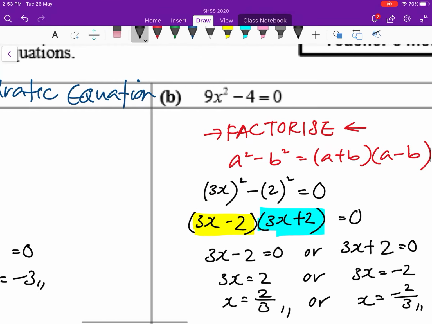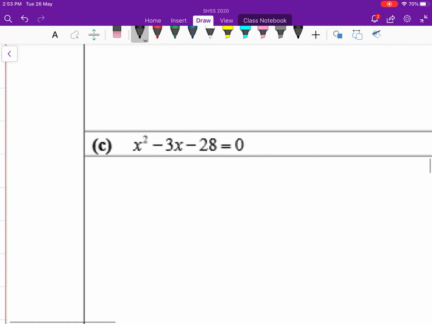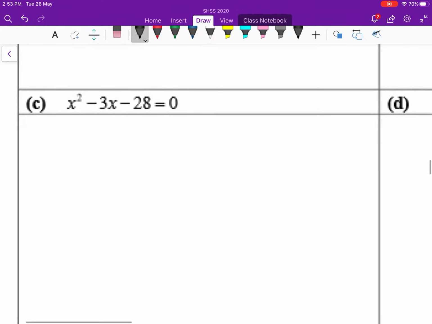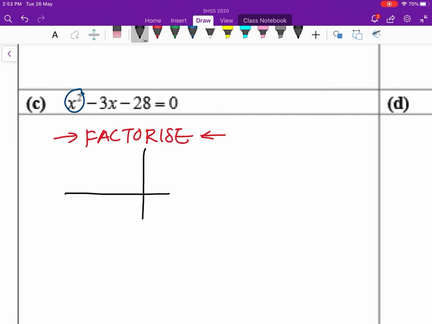Okay, let's take a look at part C. This is also a quadratic equation. You see there's an x squared over here. Now, magic word, factorize. You need to factorize. But how do you factorize this? x squared minus 3x minus 28. Yes, you have to use this one.